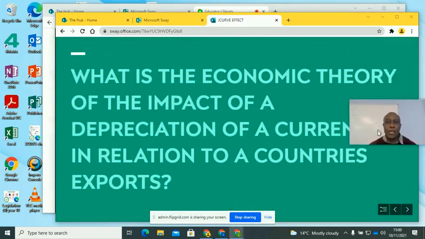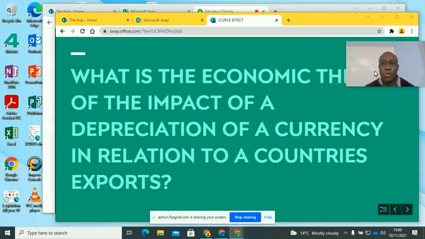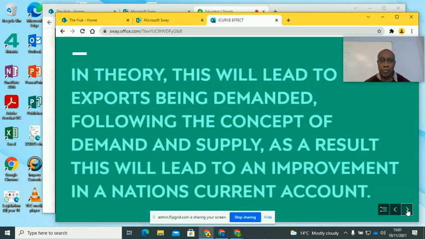Okay, what is the economic theory regarding the impact of the depreciation of a currency in relation to a country's exports? So if you look at the AD formula, you have X minus M. What's going to increase exports? One of the things that can increase exports is when your currency depreciates. So the theory suggests, economic theory is that when a currency depreciates, that can increase your exports. Okay, because it will lead to more exports being demanded.